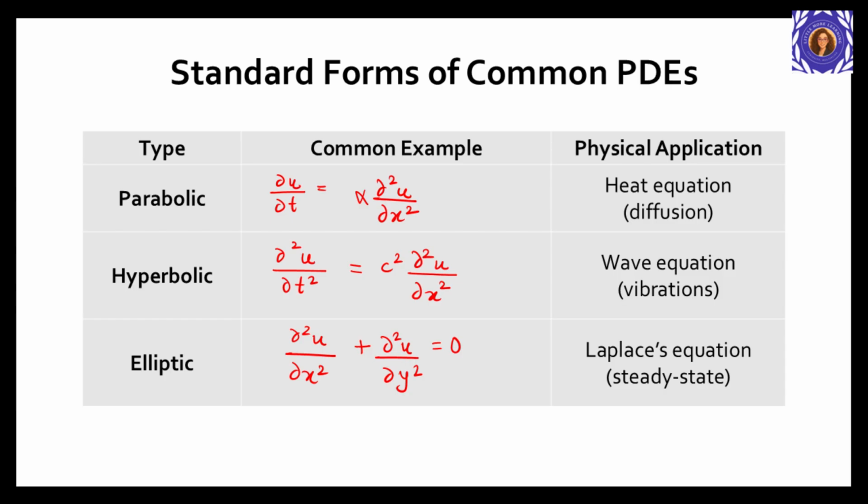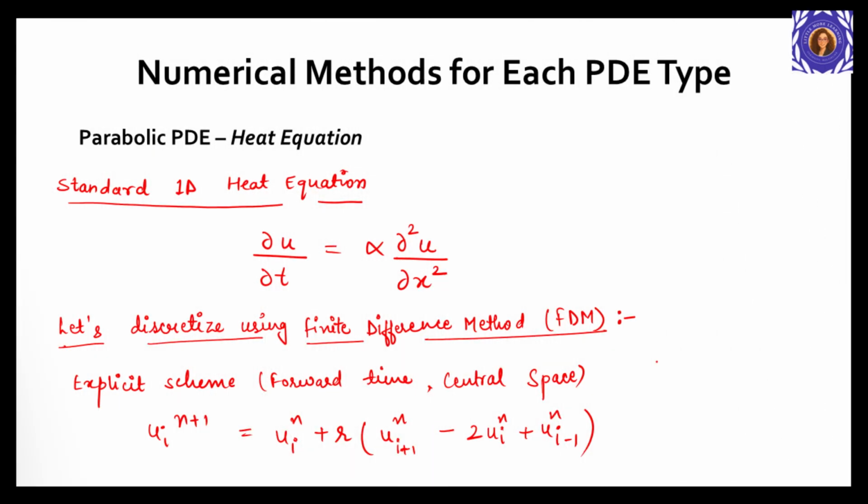When it comes to standard forms, the parabolic ones are like the heat equation. The hyperbolic ones are like the wave equations that are related to vibrations. Lastly, the elliptic types of PDEs are like the Laplace equation that are used in steady state or equilibrium state. Their common examples are shown in this table. Now let's move first with the parabolic type.